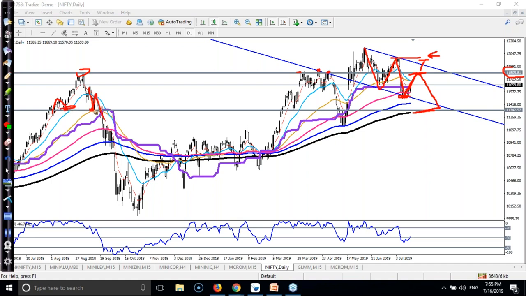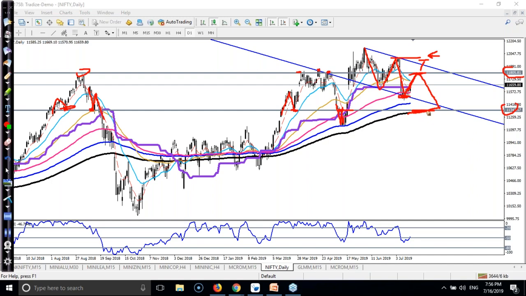We have seen two supporting points, and the third, you can see, was a support. Here it broke, and price just tried, fell, and it was a resistance. And now you can see this is a 200 moving average near 11,300. Have you seen? 11,300. This is our supporting point.